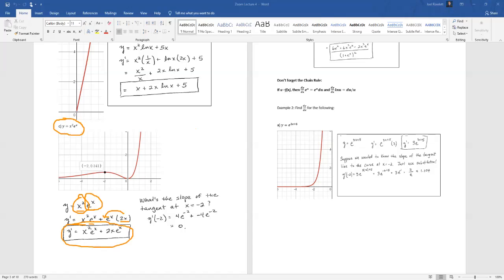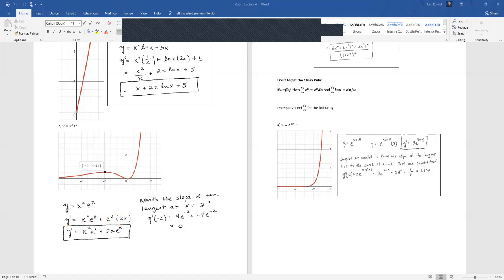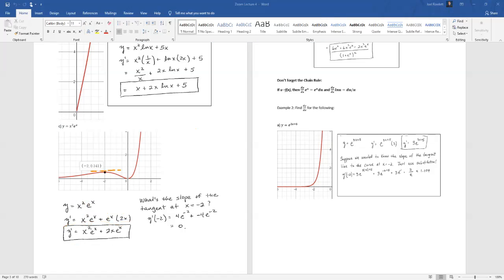And I'm going to take this a step further. And I want to know, what is the slope of the tangent line right here when x is equal to -2? It looks like 0. Let's see if it is. If I want to know what the slope is when x is -2, all I have to do is go back into the derivative equation and substitute in -2 everywhere I see x.